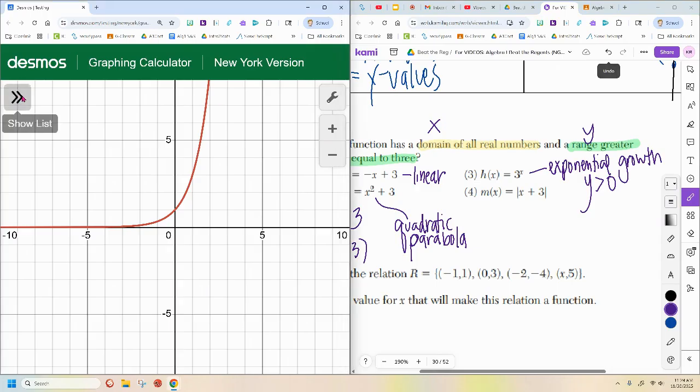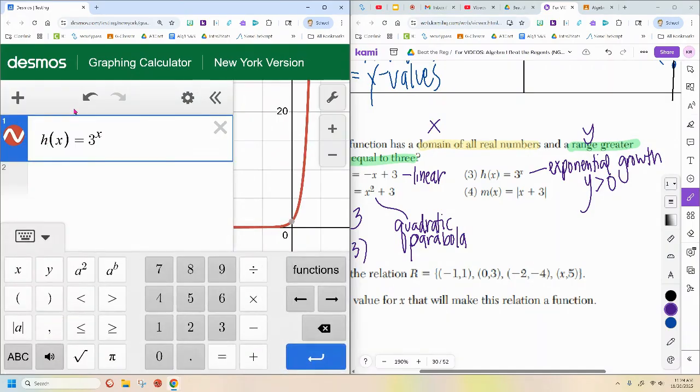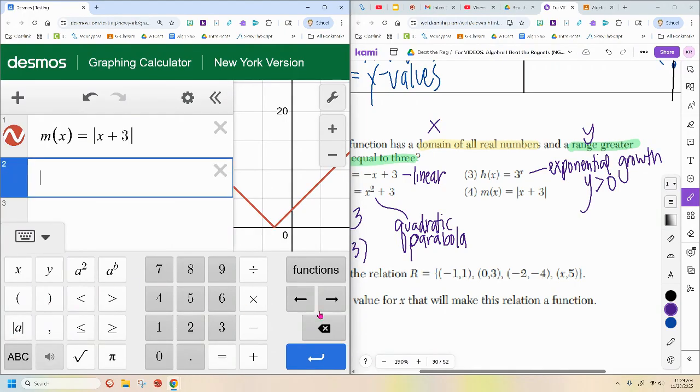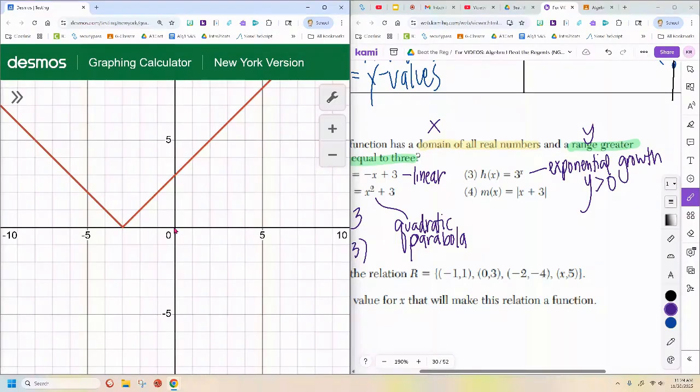All right, and then our last one. I'm not sure if you guys remember what this is called, but we go down to here where above the ABC we have this symbol. This symbol is absolute value. So we want the absolute value of x plus 3. I'm going to hit enter just so it's really there. Do you see how the x plus 3 is inside the absolute value? So that means it moves the graph to the left.